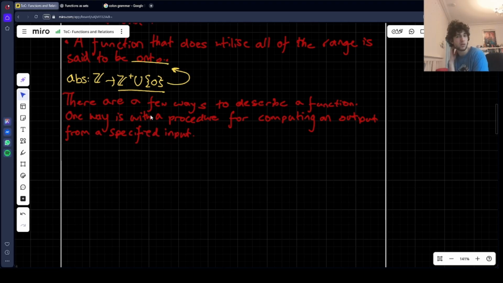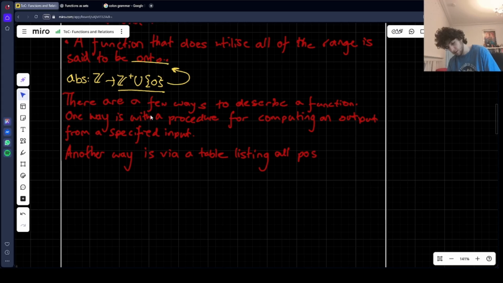For example, if I were to give you an input and the procedure was that you square that input to produce an output, then that is a valid way to describe a function. You could say this is a function with a domain and range of the integers, such that your output is generated by squaring your input. That's a fine way to describe a function. Another way to describe a function is via a table, effectively listing all possible inputs.